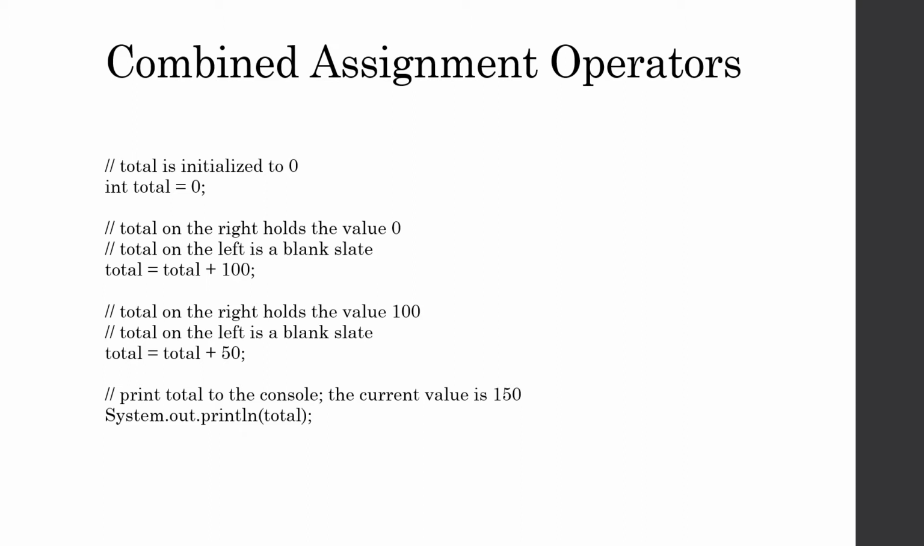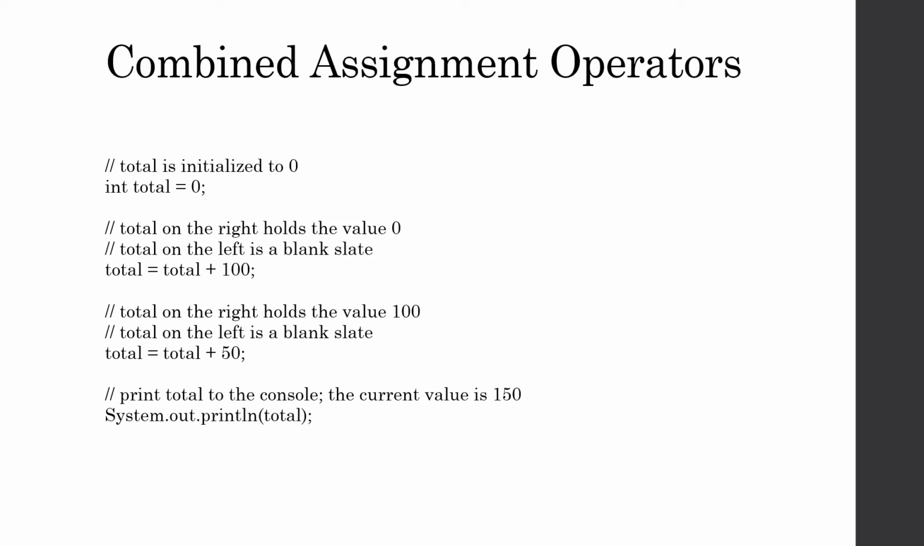We'll then have a line right here where we're going to say that total equals total plus 100. The total on the right side of that assignment operator is going to hold the value 0, whatever the current value happens to be. But total on the left-hand side is going to be like our blank slate. That's where we're going to end up storing the result of total, which has 0, plus 100. We add those two together, we get 100, and we store that back into total.